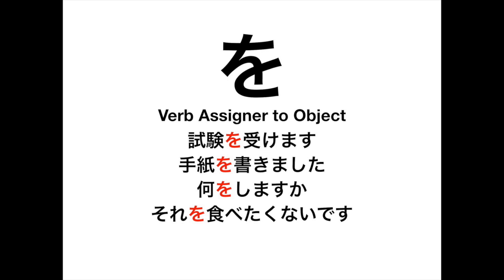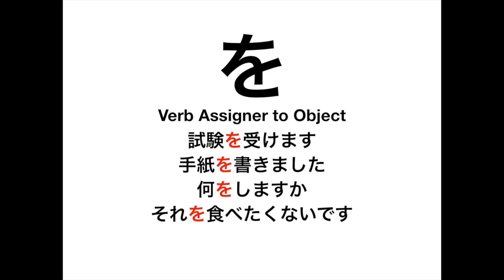So nani is the object, and then o, and then shimasu is the verb, which is to do. So nani o shimasu ka? What do? Question. Okay, and the next one is それを食べたくないです. And that one is, I don't want to eat that. So it's that object, を食べたくないです, which is, I don't want to eat. Okay? Hopefully that makes sense.